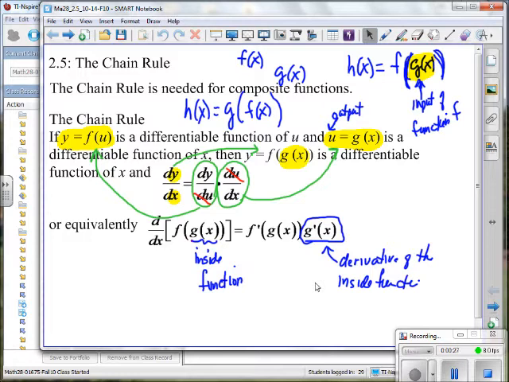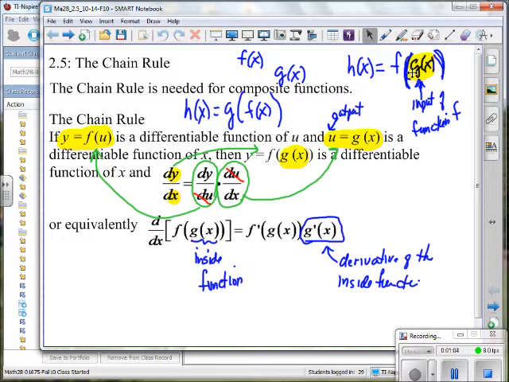Some of you, when I looked at the test, I have some people I need to talk to in a little more detail about this past test, and some of the things that came out was, as much as I've tried, you still haven't quite got the hang of a function having an input and an output. And for this, it's imperative that we understand that, because in a composite function, g of x is the output of function g, but it's the input of function f.